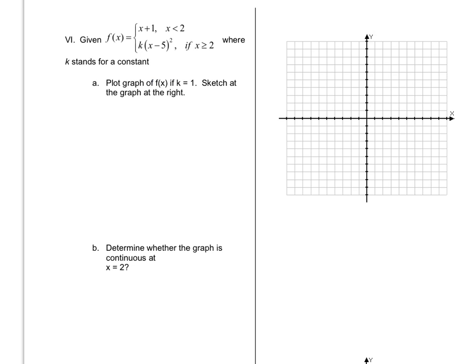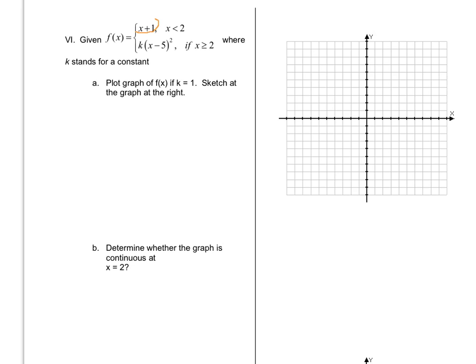In this example, we're given a piecewise function that is defined as a linear function for x less than 2, and it's defined as a quadratic for x greater than or equal to 2. K is a constant in this one, and for part A, they are defining that k equals 1. So the first thing we're going to do is sketch the graph at the right, and my sketch is going to be very crude, and I apologize for that.